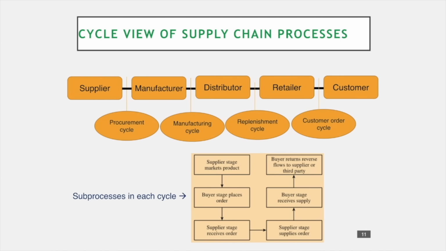So all this essentially means that sharing information is very critical, and especially as we move from customer to retailer to distributor to manufacturer and to supplier, this sharing of information becomes more and more important. A key point to remember here is that a cycle view of a supply chain clearly defines the processes involved in the supply chain and also who are the owners of each process. So in each cycle, we know very specifically who is the supplier and who is the buyer. And this becomes really important at the time of making operational decisions.